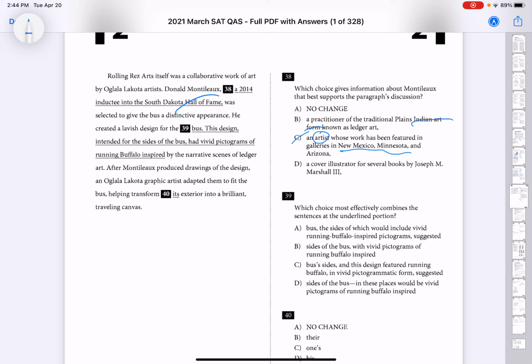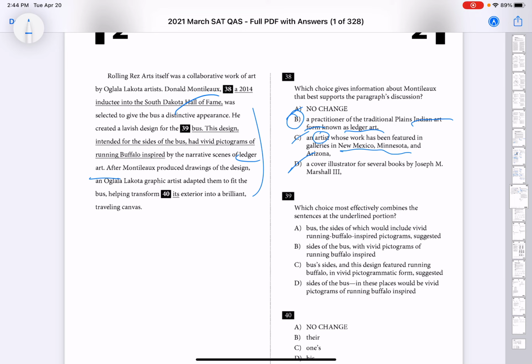A cover illustrated for so by Joseph Marshall III. I don't think they talk about Marshall III anywhere else here. Let me glance. I don't see anything about Marshall III. I don't think it's D. I don't think about the Hall of Fame. I think the answer here should be B then, because I don't know about ledger art yet. Did they talk about it? He created a lavish design for the bus. The design intended for that had vivid pictograms by narrative scenes of ledger art. Okay, so it should be that answer. 38 should be B because they mentioned ledger art later on.